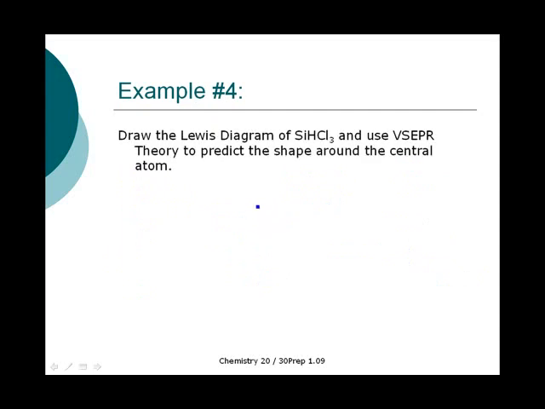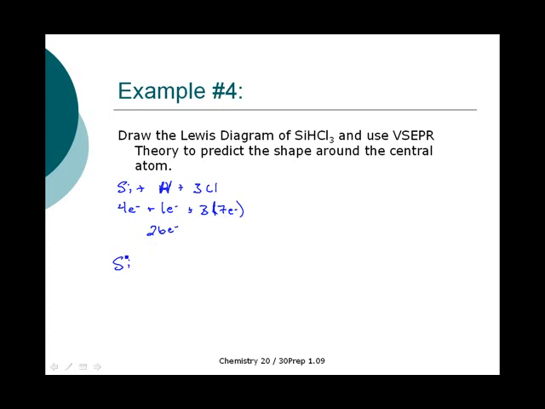Example 4. SiHCl3, sorry, SiHCl3 and VSEPR theory. So first we need our electrons. We have a silicon plus a hydrogen plus 3 chlorines. Silicon has 4 valence electrons, hydrogen has 1, and chlorines have 7. So it's going to be 21, 22, 26.